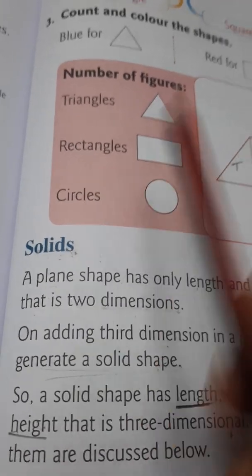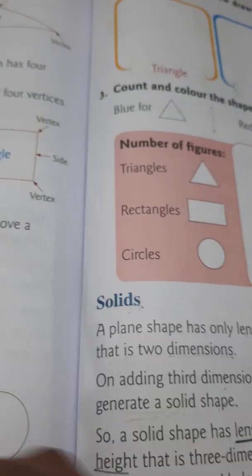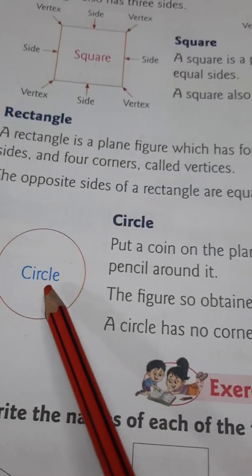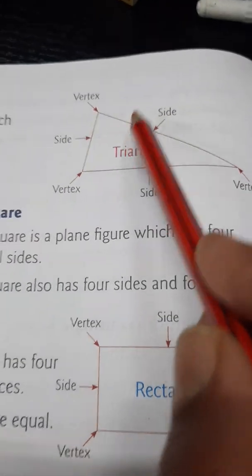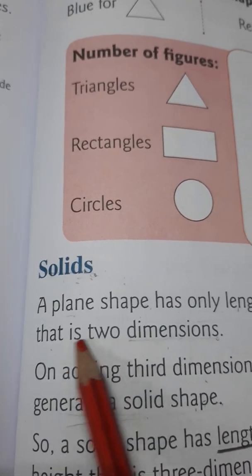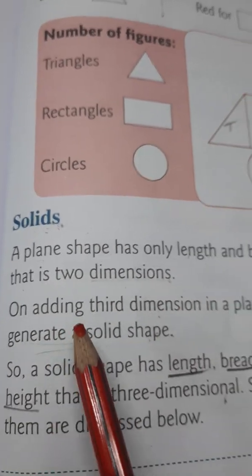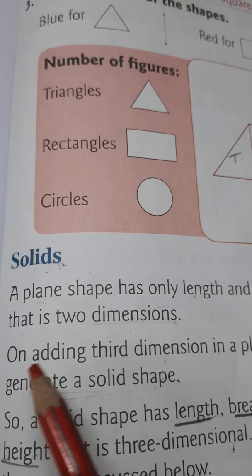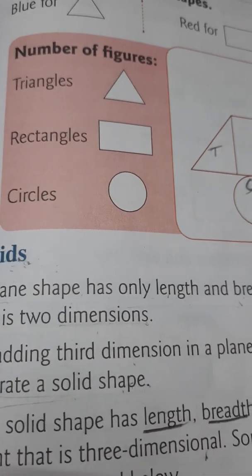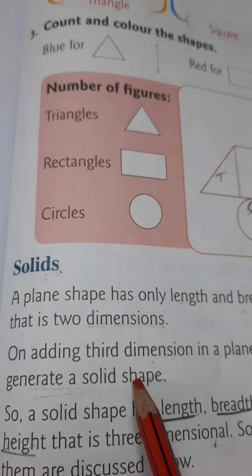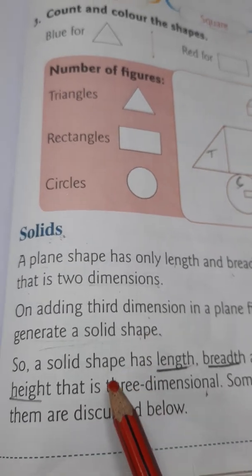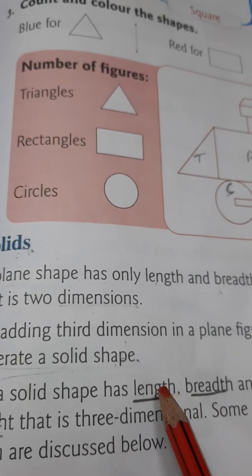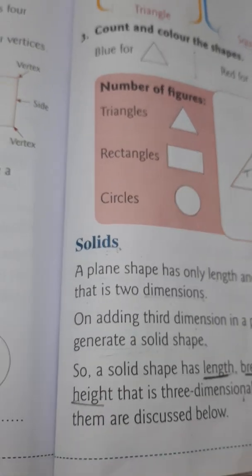Before starting this, let us once revise the plane figure. We have learned about circle, rectangle, square, and triangle. These are plane figures. A plane shape has only length and breadth, so it is a two-dimensional figure. Now, when adding a third dimension to a plane figure, we generate a solid shape. So, a solid shape has three dimensions, that is length, breadth, and height.